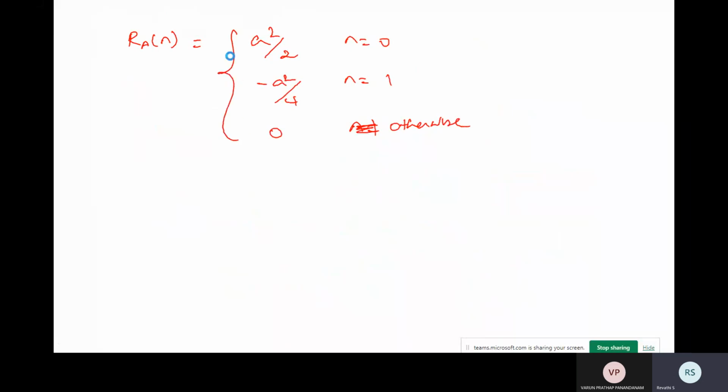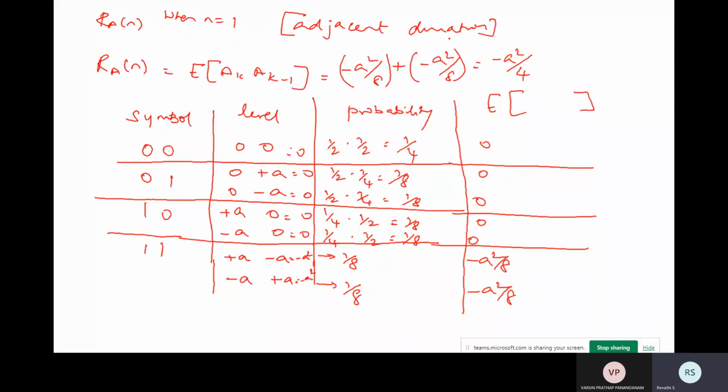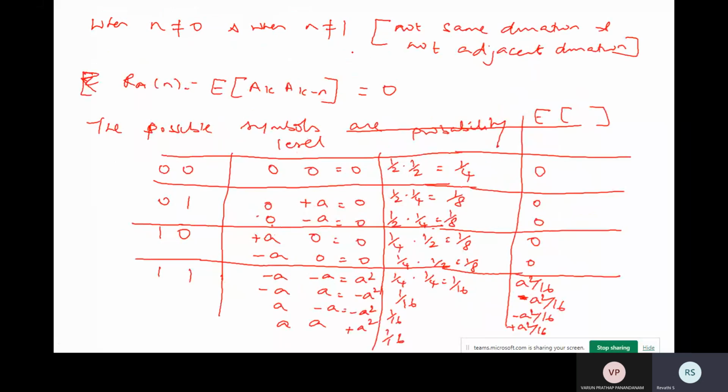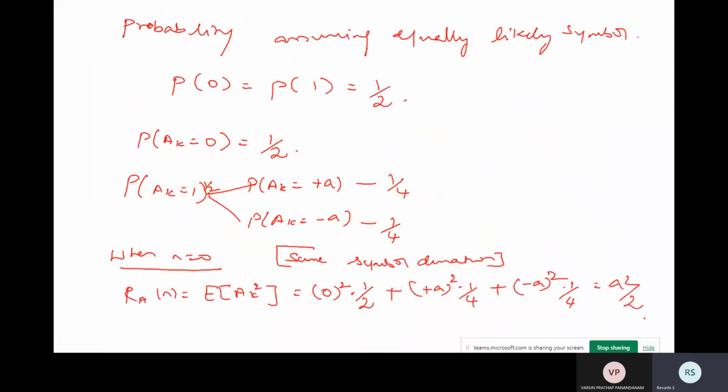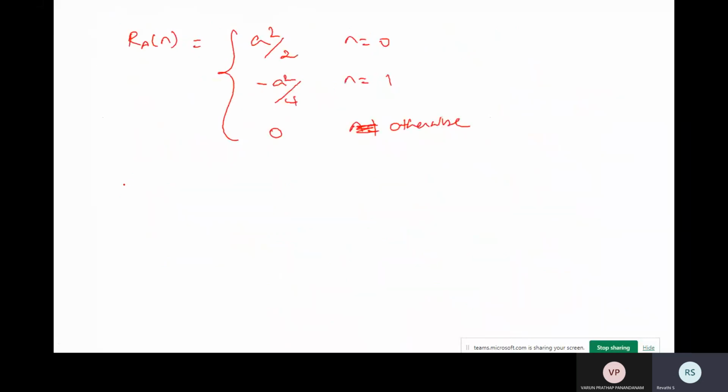Okay, so you can see here, when n is equal to 1, we got RA of n as minus A square by 4. When n is not equal to 0 and not equal to 1, we got RA of n as 0. And when n is equal to 0, we got RA of n as A square by 2. So this is what I have summarized. Okay, so now we have completed finding RA of n, and V of f for all the different coding formats. With this we are ready to plot the power spectra. So let us now do the power spectra one by one.